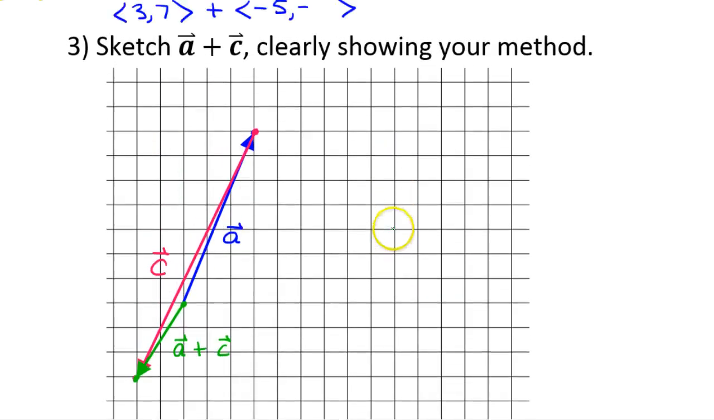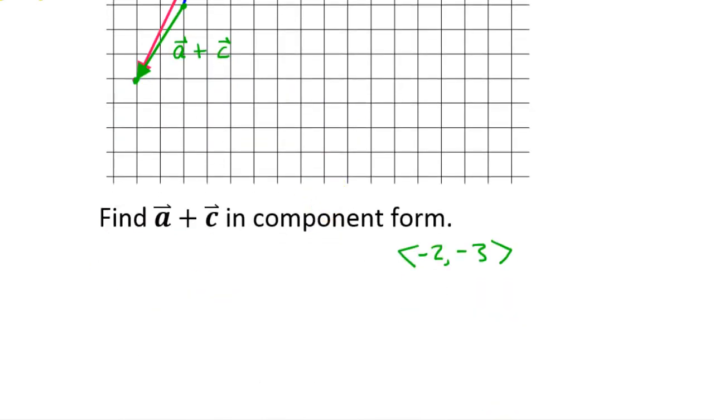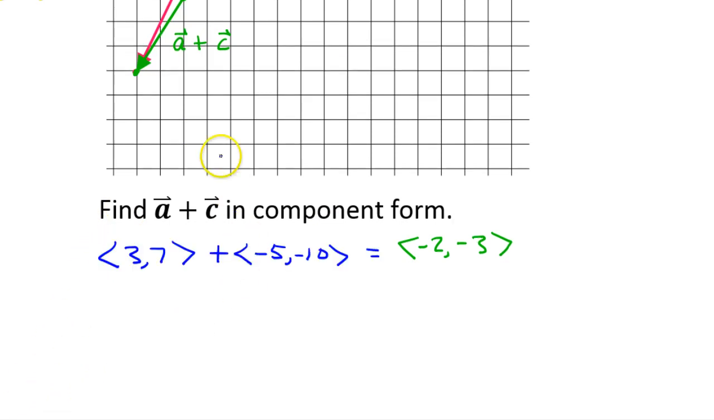Now also, remember that we had the coordinates <3, 7> plus <-5, -10>. So let me just write that down again. We didn't need the graph to find this, but let's just make sure everything is consistent. If I add the corresponding components, 3 plus -5, that's -2. 7 plus -10, that's -3. So it works out both ways.